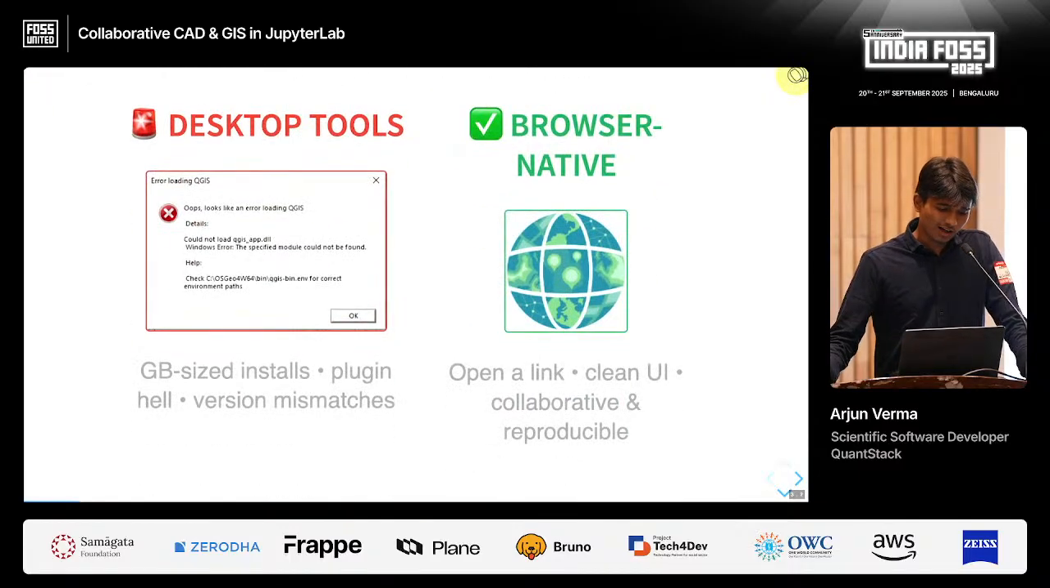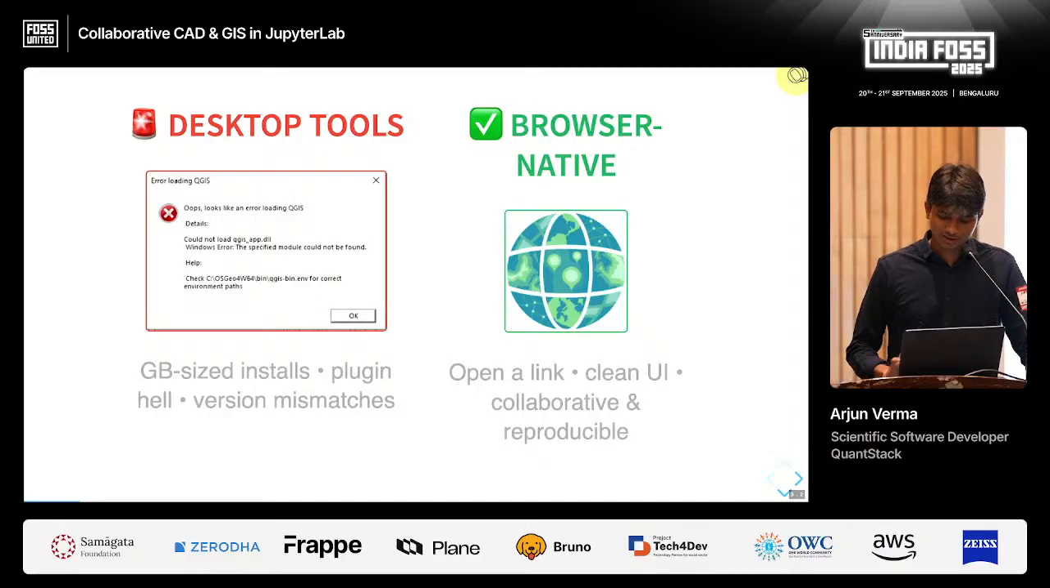And when we talk about these desktop tools, while installing, they can throw very weird errors that it could not install. You would have to re-download and try to install it again, and they are quite huge, and it can take hours to even download the binaries of these applications. But browser native applications, you just throw a link and open it in the browser: clean UI, collaborative and reproducible.